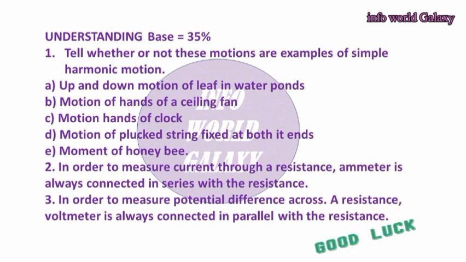2. In order to measure current through a resistance, an ammeter is always connected in series with the resistance. 3. In order to measure potential difference across a resistance, a voltmeter is always connected in parallel with the resistance.